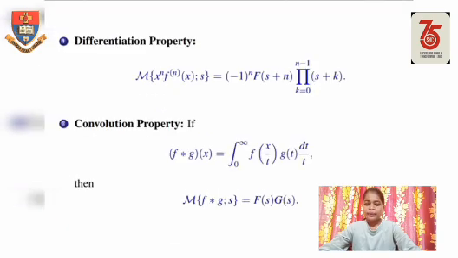Fourth, differentiation property. M of x power n f power n of x comma s equal to minus 1 power n F of s plus n, times the product for k equal to 0 to n minus 1 of s plus k. Fifth, convolution property. If f star g of x equal to the integral from 0 to infinity of f of x by t times g of t dt by t, then M of f star g comma s equal to F of s G of s.